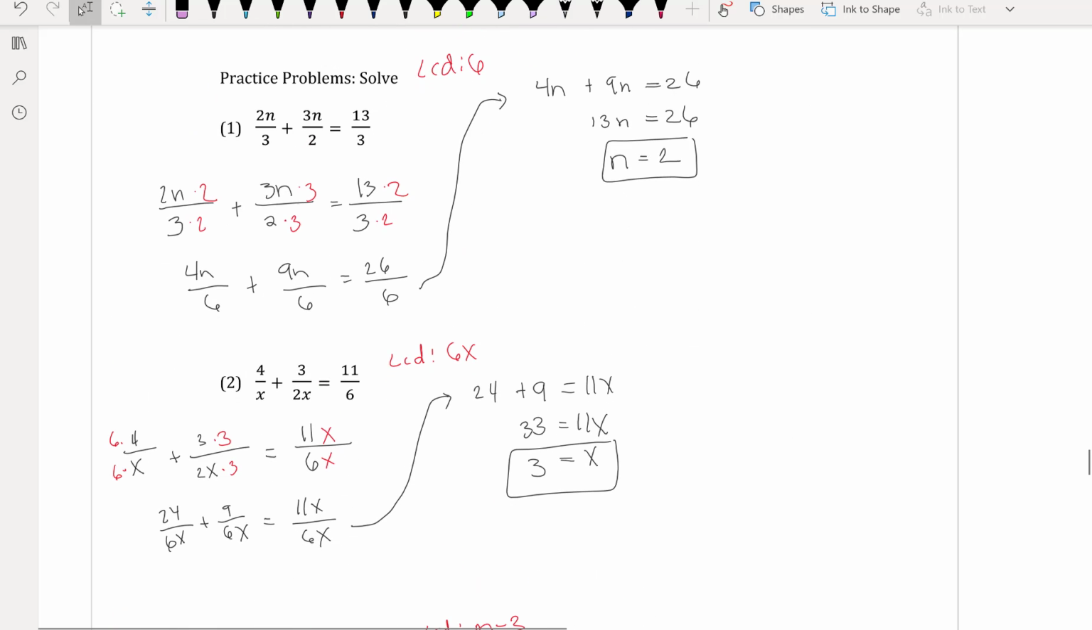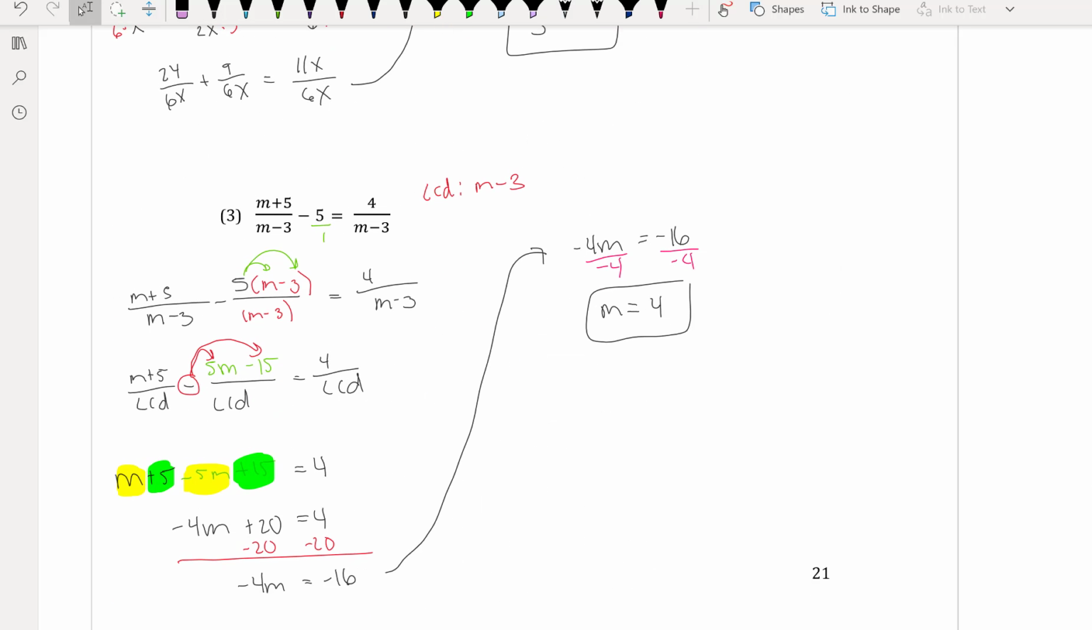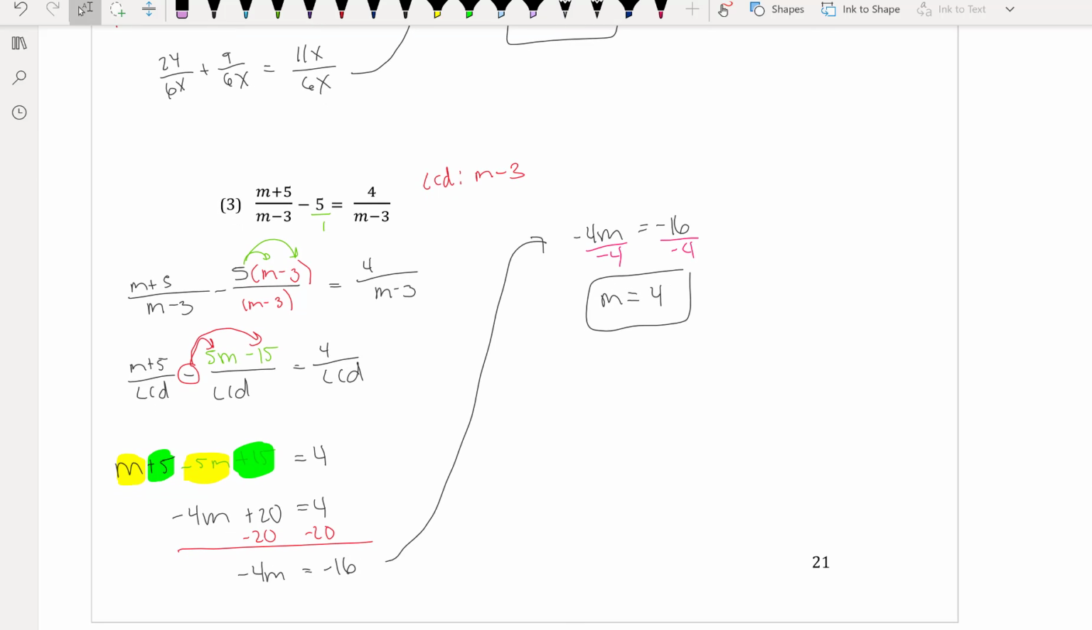For number 2, my denominator is 6x, so my final answer here is 3. The only restriction would be if x was equal to 0, but that wasn't a possibility, so I'm fine. x equal to 3 is a good answer. For number 3, my LCD was m minus 3, so my final answer here is going to be m is equal to 4.